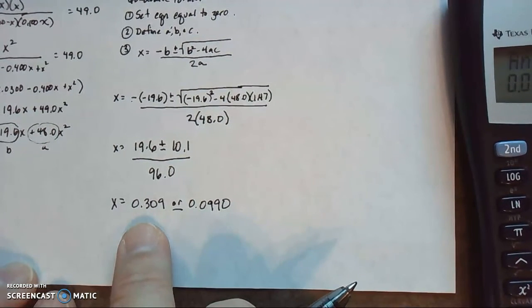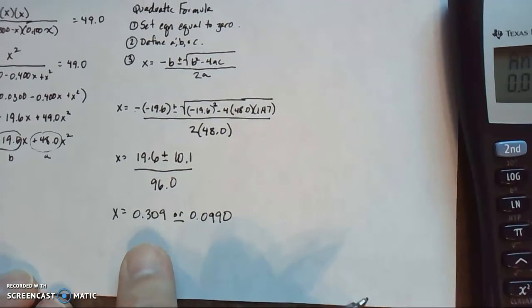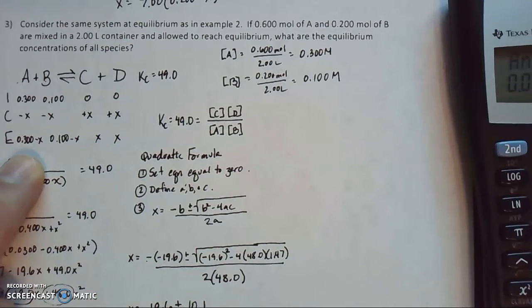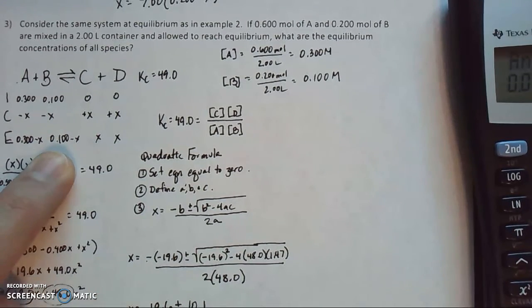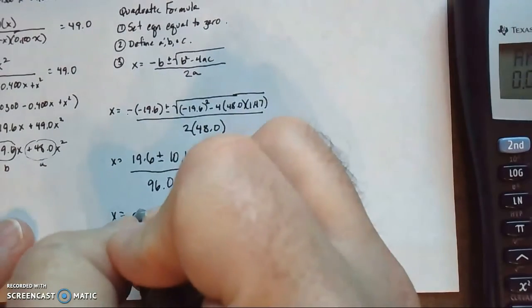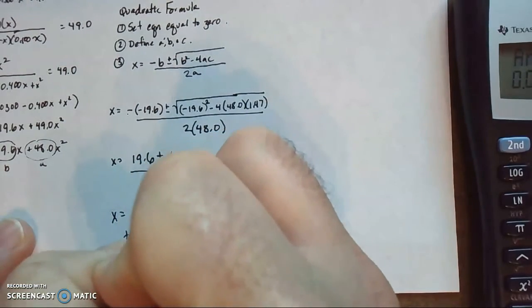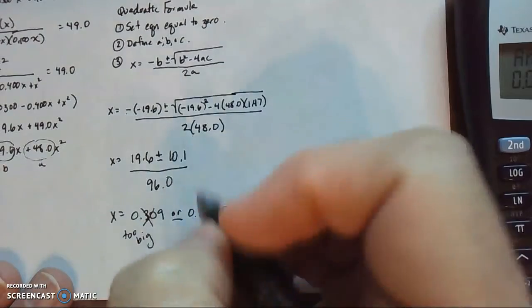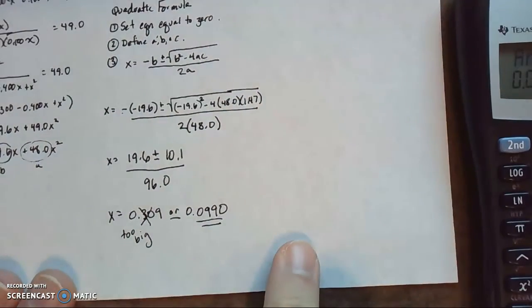Then we have to look. One of these we have to throw out. And if we go back up here and look, if we put x in for here and here, that's going to give us a negative molarity. So this value is too big. It won't work if we substitute this back in. So here is our x value.